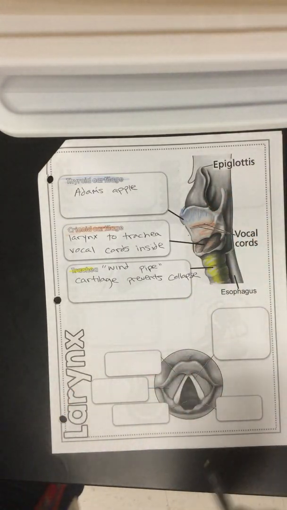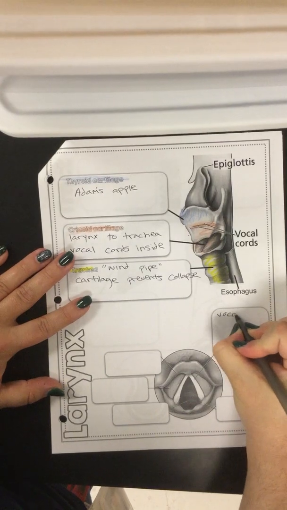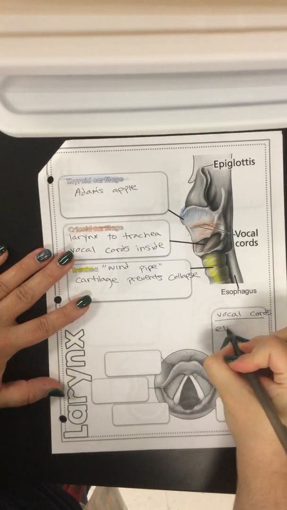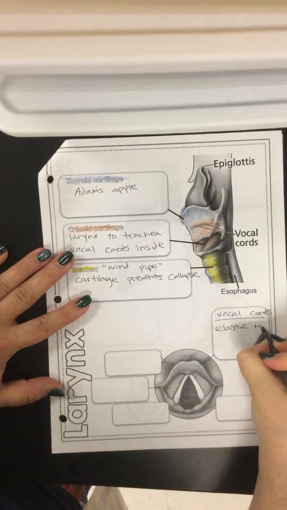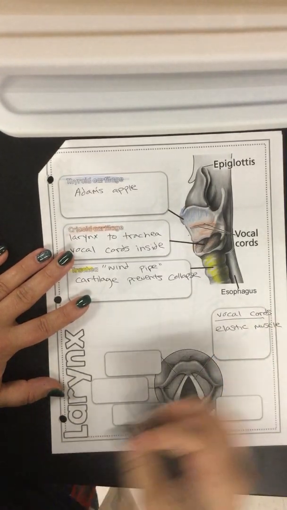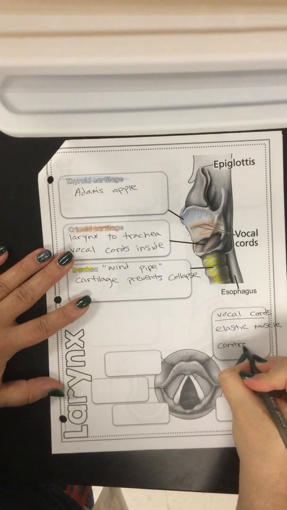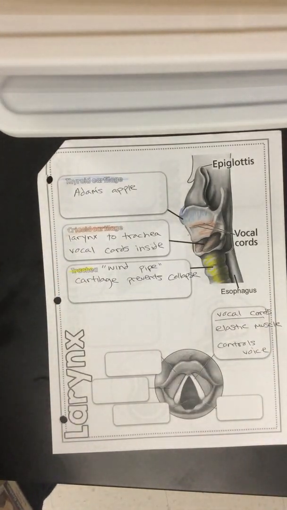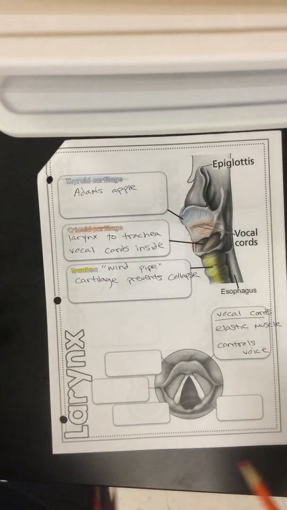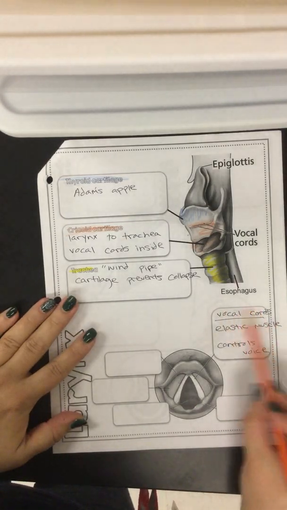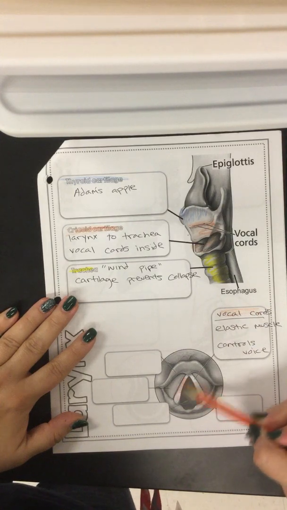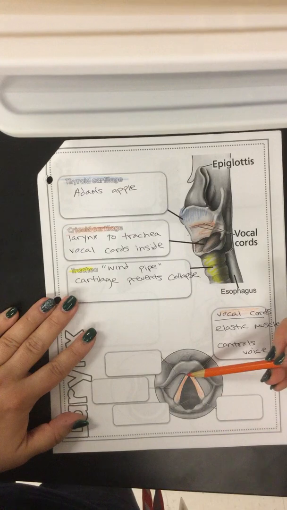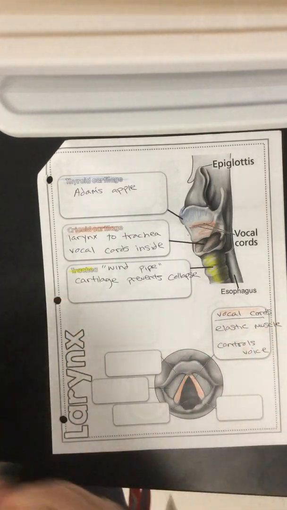So first, the vocal cords. It is a muscle. When I say elastic, I mean it can kind of bounce back, so it doesn't stay open or closed forever. It moves as you talk. If you have a deeper voice, your vocal cords tend to be thicker. If you have a higher pitched voice, then they tend to be thinner.